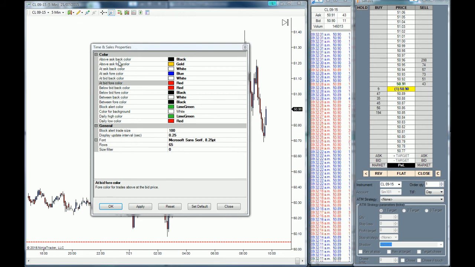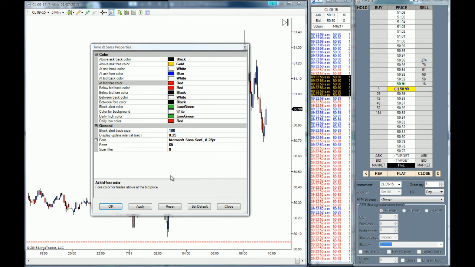So we are going to color code the back of the Time and Sales. I have color coded right here. Can you see this? This is exactly what I was talking about. These orders were hit below the bid, and these black orders were hit above the ask. So you can see that we have both aggressive sellers and aggressive buyers. Now, I have color coded above the ask as black and below the bid as red. You can do it the way you want, but this is the way I have done it.